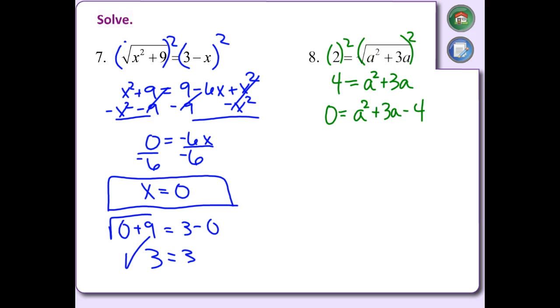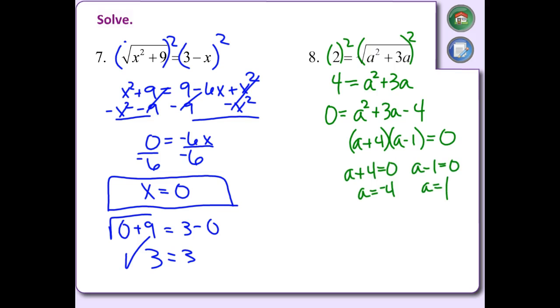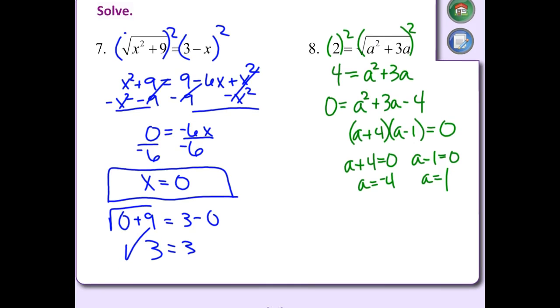Ooh, how do we solve that? That's right, we've got the x factor. So we're going to have a plus 4, a minus 1 equals 0. Remember, we've got to use our zero product property. If the whole thing equals 0, each part equals 0. So a plus 4 equals 0, a equals -4, a minus 1 equals 0, a equals 1. And now we get to check both of those.